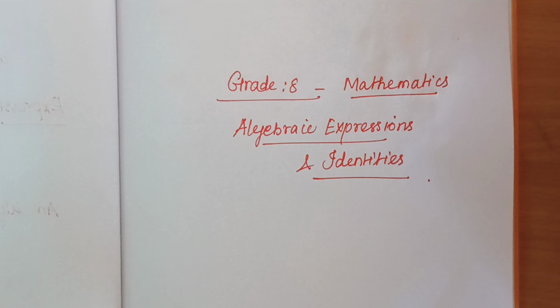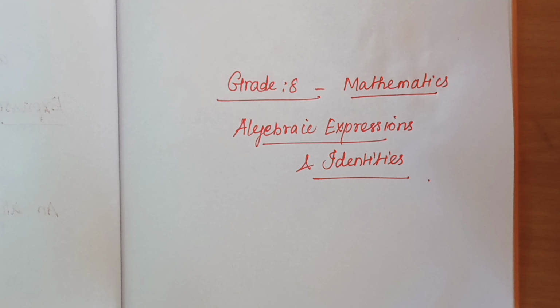Before I start the topic, you have your books, everyone, right? Take your book, page number 84. What is the heading? Algebra. Under this heading you are going to learn algebraic expressions and identities. What is the heading? Algebraic expressions and identities. What do you mean by expressions?